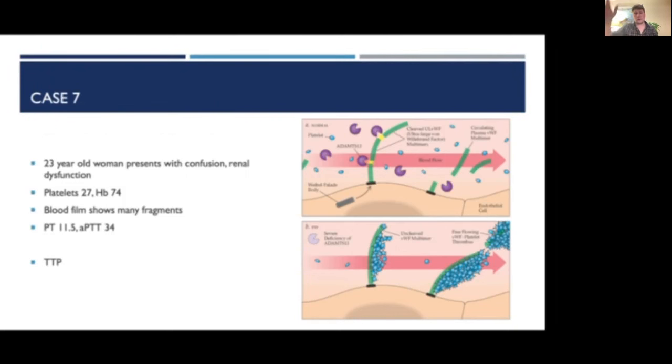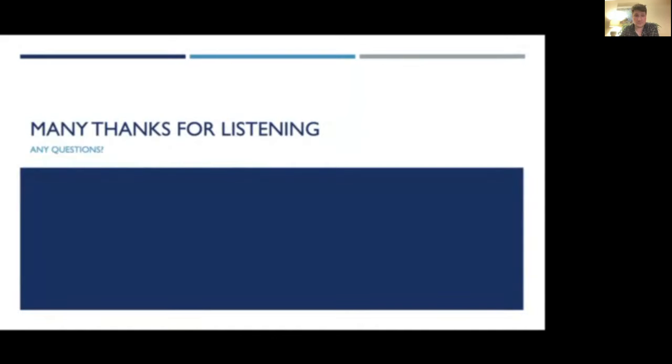So these long multimers, and you may remember that the von Willebrand factor binds to platelets. So the platelets all bind to those very long multimers, and they cause these huge great things that go off and cause microthrombi, which cause renal dysfunction, brain clots, and they consume all those platelets. They also block off into the microvasculature, and the red cells going through get shorn into pieces, so you end up with hemolysis as well. And this is a thing that is life-threatening within a day or two.